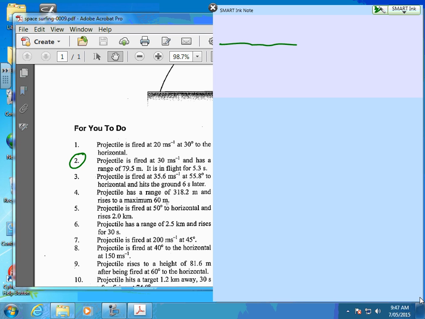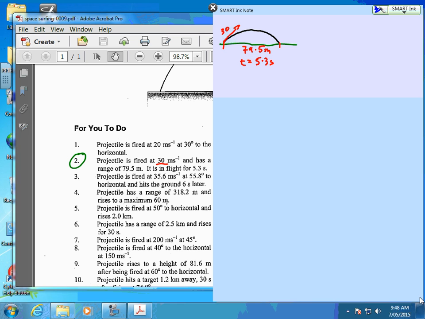There's the ground. It's bumpy ground. I don't know why they did that. I'm doing this one. We get a projectile that's initially fired, so it's going to do something like that. It's fired at 30 meters a second, and it has a range of 79.5 meters. And the time to do that equals 5.3 seconds.